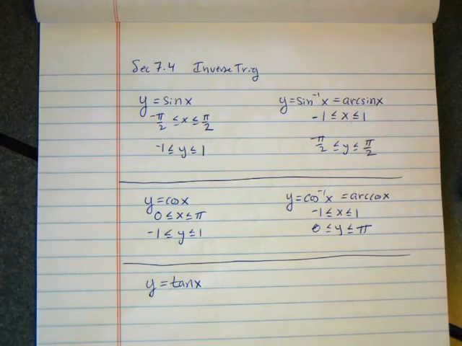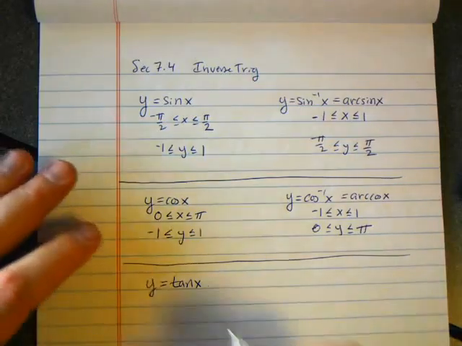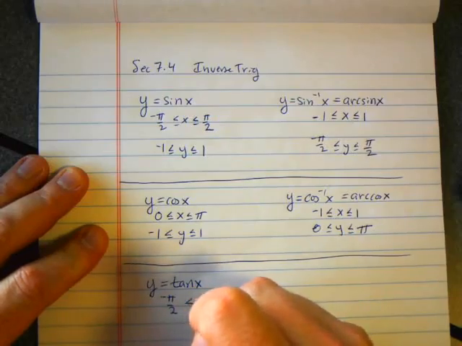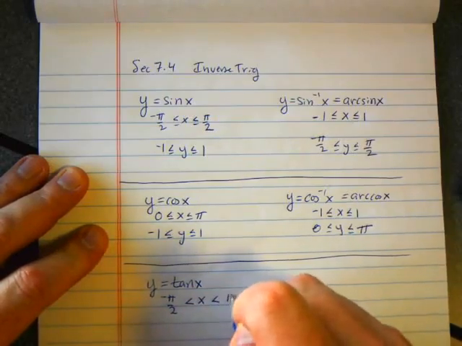Limit it from negative pi over 2 to pi over 2. So this would be negative pi over 2. There's a vertical asymptote at negative pi over 2, and then there's a vertical asymptote at pi over 2. And that does give us one complete cycle of the tangent. So I think you're absolutely right. So for tangent, we're going to have negative pi over 2 less than x less than pi over 2.